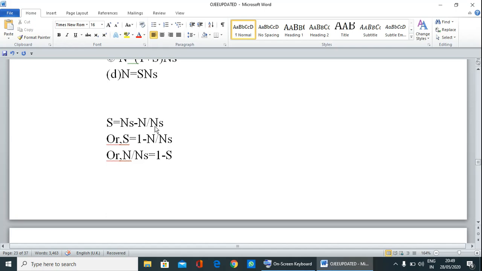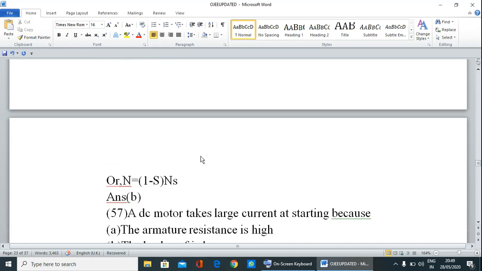So this can be separated into two terms: ns by ns is 1, minus n by ns. So here we have separated these two terms by dividing by ns. Therefore, n by ns is equal to 1 minus s. We have taken this term to this side, so it becomes plus, and s we have taken to the other side, that is 1 minus s.